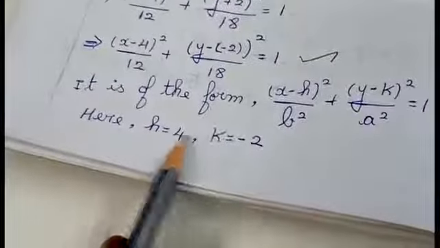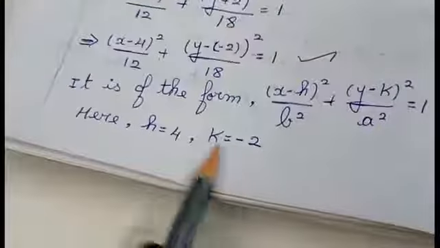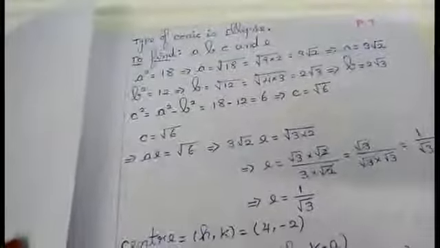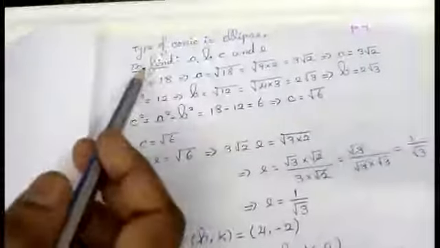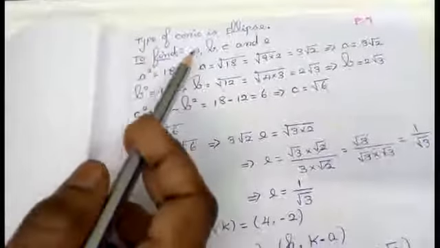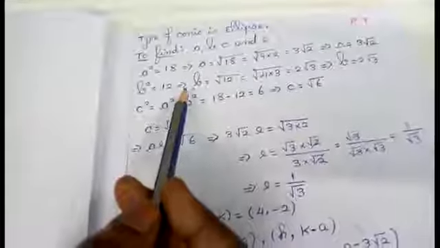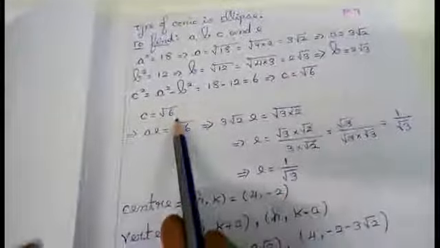H is going to be 4 and K is going to be minus 2. You have to be very careful in this place. The type of conic here is an ellipse. Same procedure, we are going to find A, B, C and E, students. So calculate the values. Here I am getting the value for A as 3 root 2, B as 2 root 3, and C I am getting as root 6.